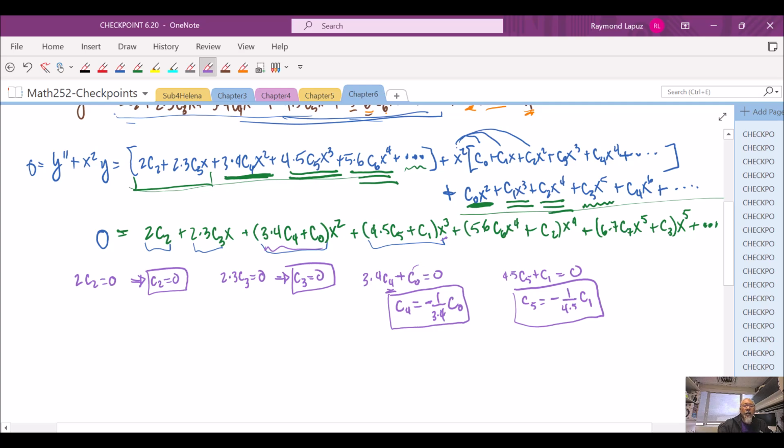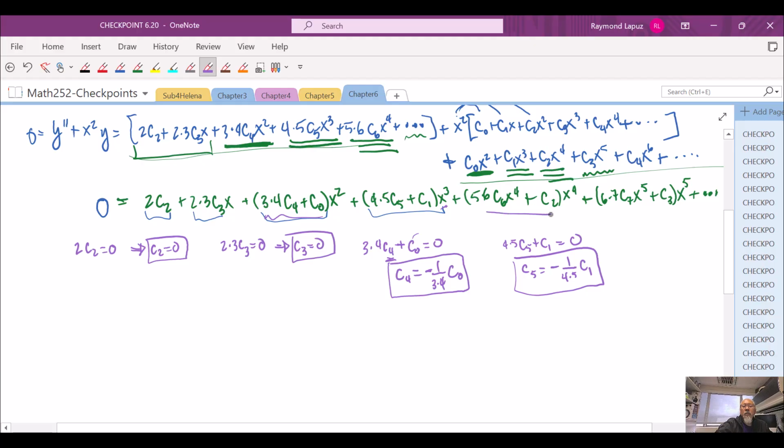Okay, let's keep going. Let's do this one. We have 5 times 6 C sub 6 x, oops, the x to the fourth was factored out already, so was the x to the fifth. So let me cross this out and fix that typo, because we factored out the x to the fourth and x to the fifth in these things. Sorry. Okay, so now let's go back to 5 times 6 C sub 6. And I wrote this down incorrectly, so let's take away the x. So it's 5 times 6 times C sub 6 plus C sub 2 is equal to 0.